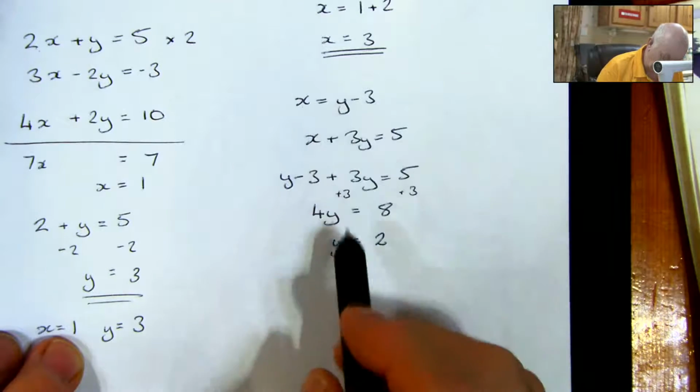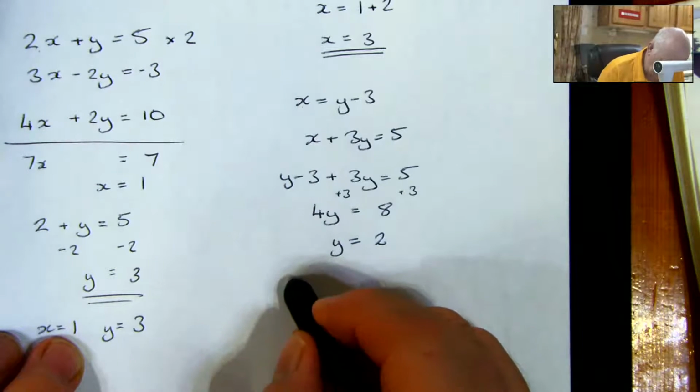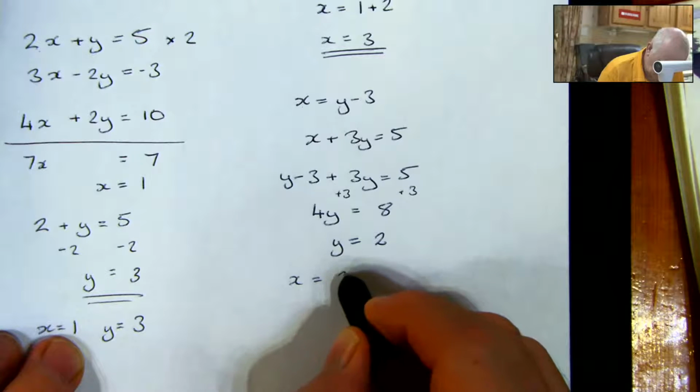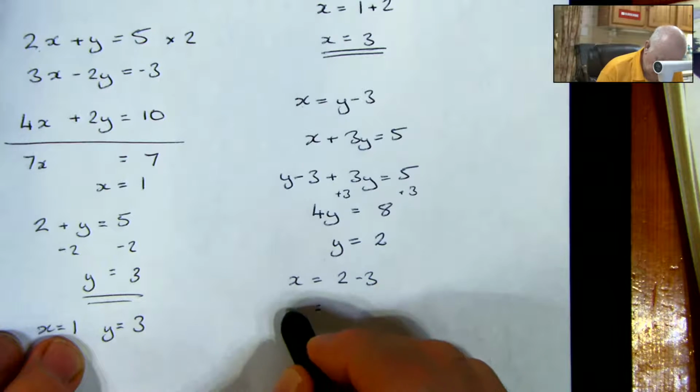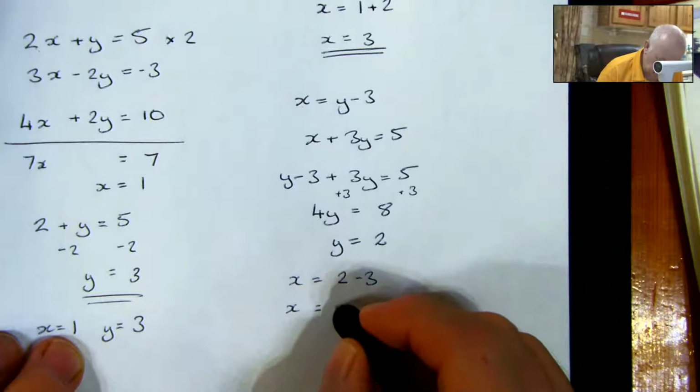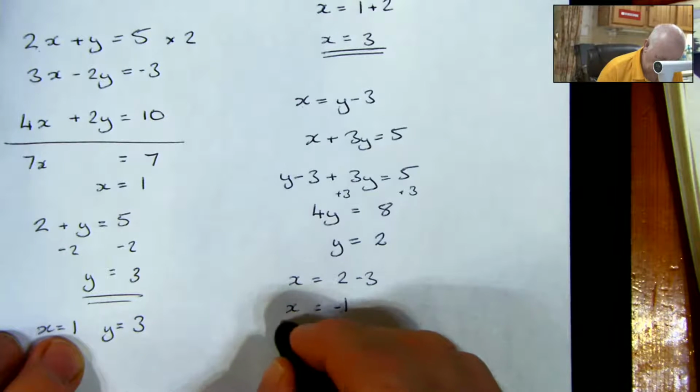Then let's put it back into this one to say that x equals 2 minus 3. So x is going to equal minus 1.